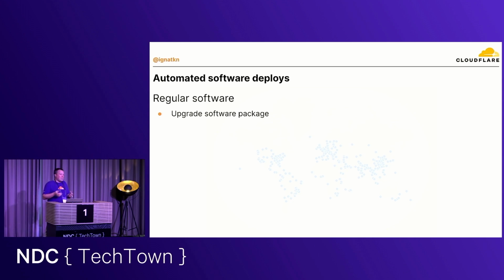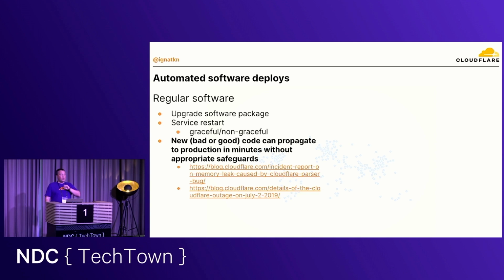So what does a regular software deploy look like at Cloudflare? Engineers update the code, compile it, and package it into our package repository. We use Debian. So they upgrade the software package. Then the production system sees that a new package is available and it's allowed to upgrade, so it just grabs the package. If it is a service, it can restart the service. It can be graceful or non-graceful.